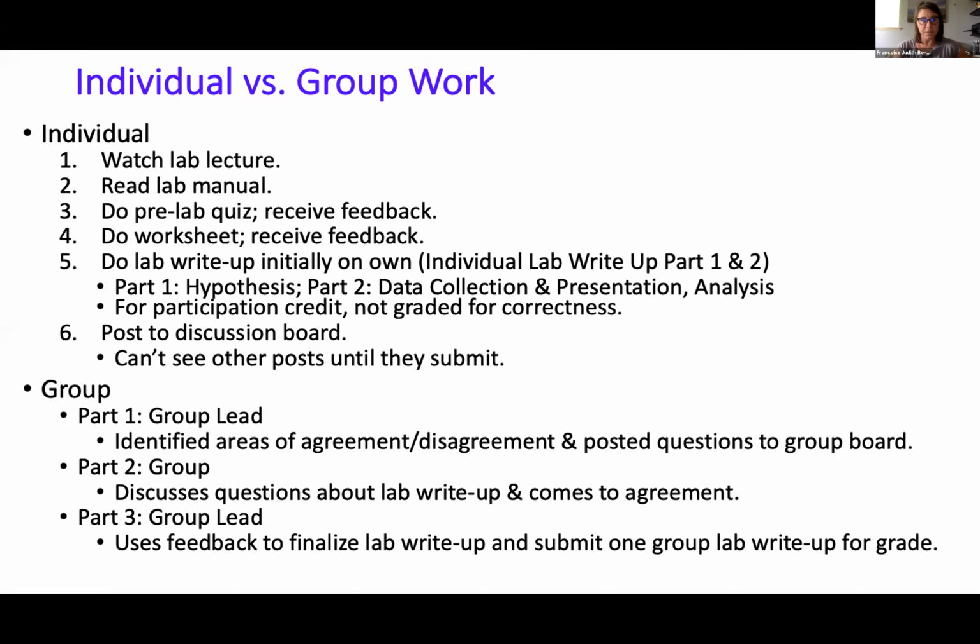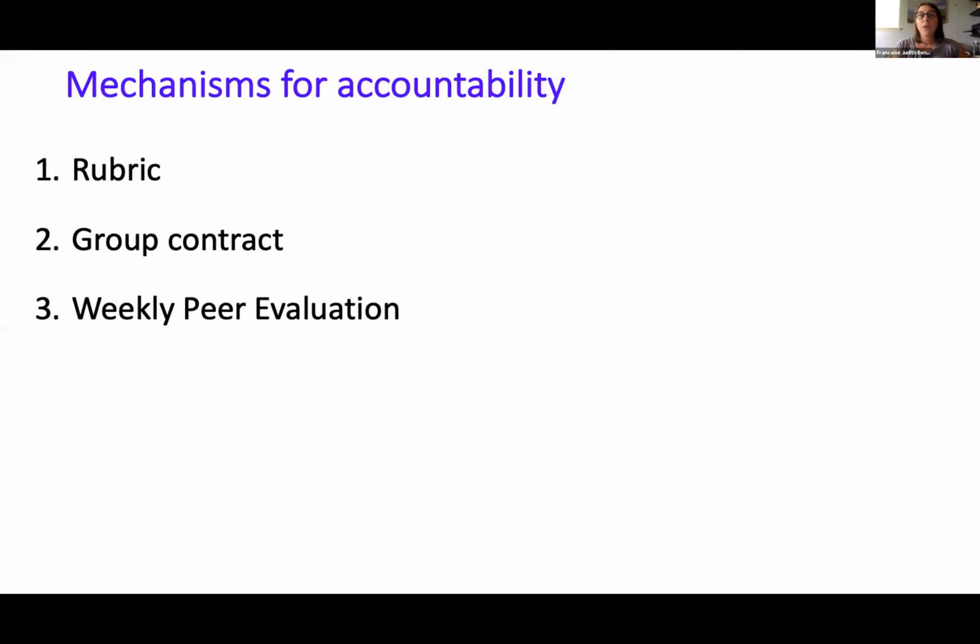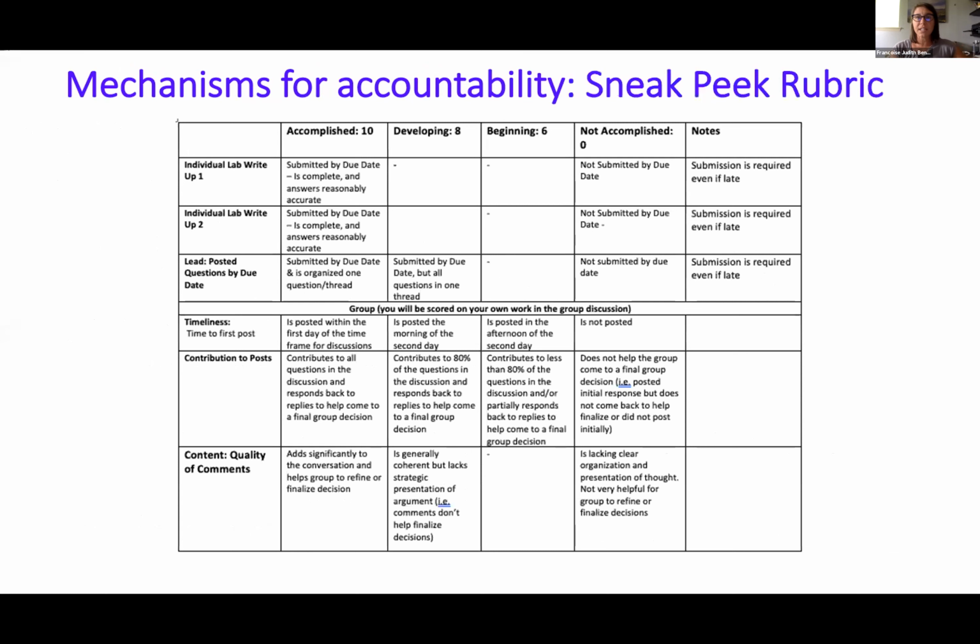So how did we hold students accountable? It's truly the mechanisms of accountability that led to the robust group work and allowed for rich discussions. And so those three mechanisms were a rubric, a group contract, and a weekly peer evaluation. So I wanted to give you a sneak peek of the rubric, so if you had not seen one before, you had it in your mind as I talked about it.